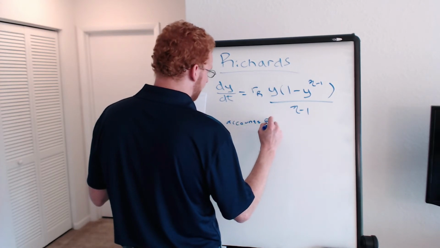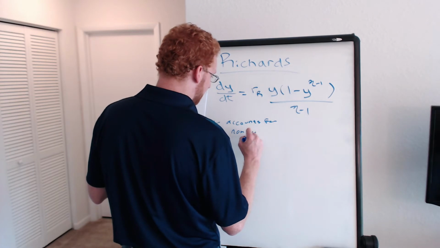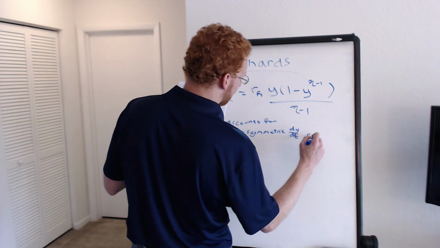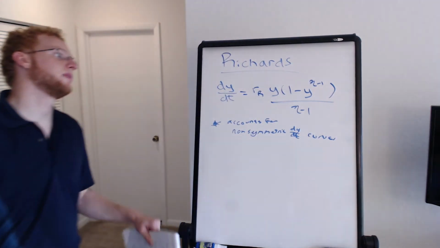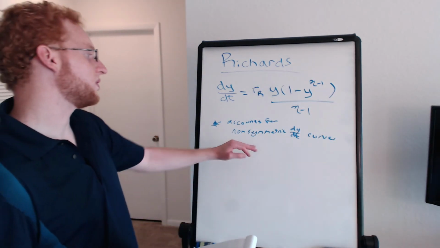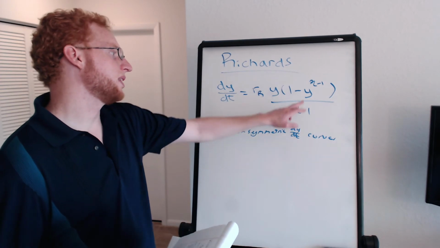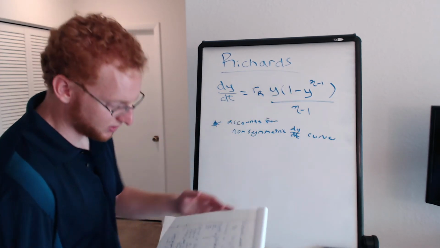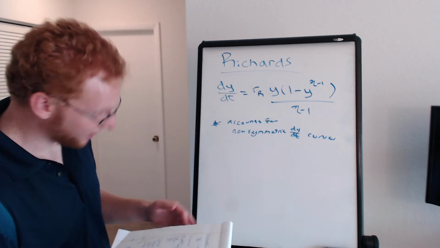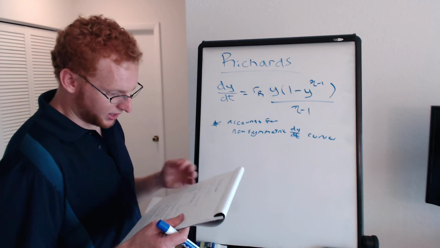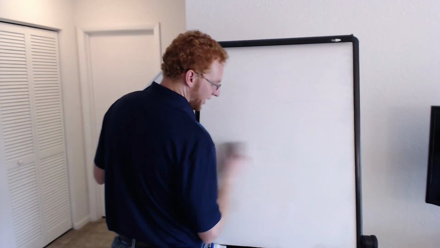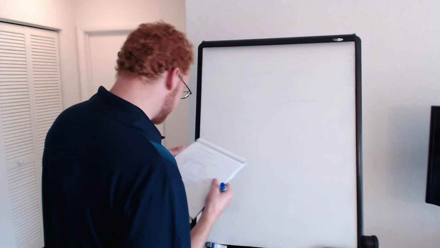It accounts for non-symmetric dy/dt curves. Just like the Gompertz, except this can do a big range of stuff, whereas the Gompertz is only one version of asymmetry. This is multiple versions of asymmetry. This lets you adjust how much skew you want, kind of thing. The eta term does. So that's what the Richards model is. And the logistic function is one of the subsets of Richards.